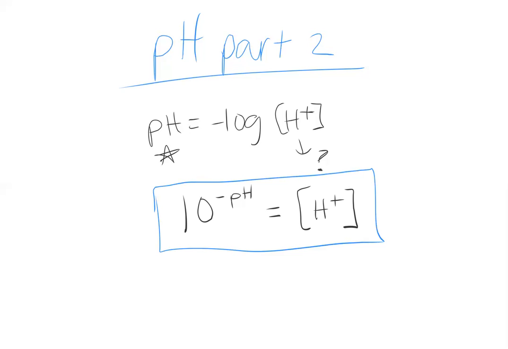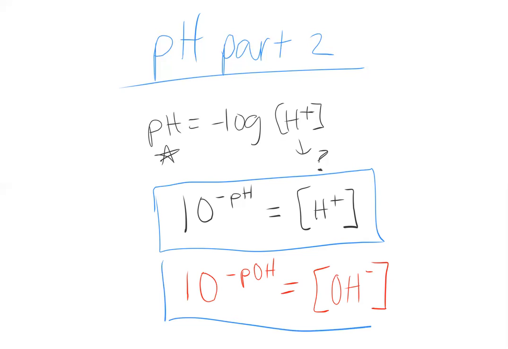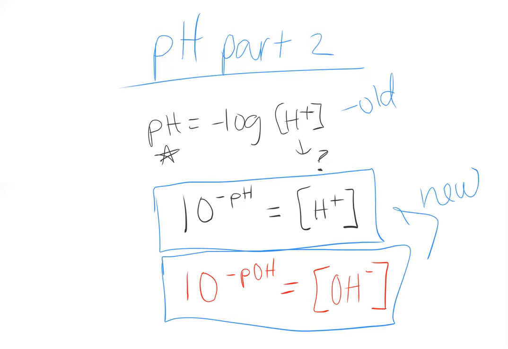Same thing for pOH. We're going to have 10 to the negative pOH will be equal to the hydroxide concentration. So second formula that's important for us for this lesson. Okay, so this is an old formula. We talked about that before. These are new and important for us moving forward. So let's look at an example or two.